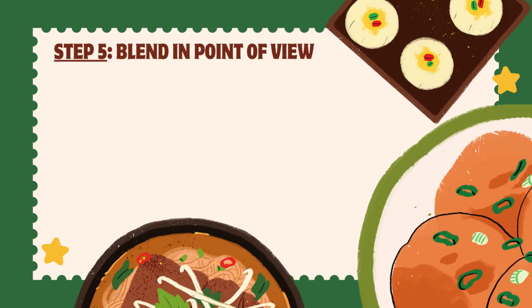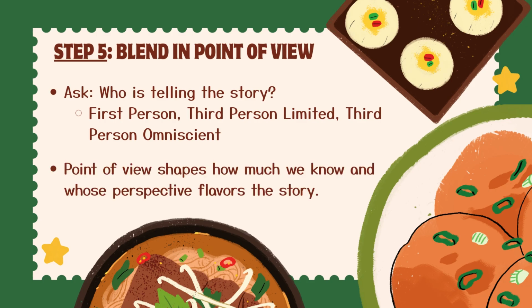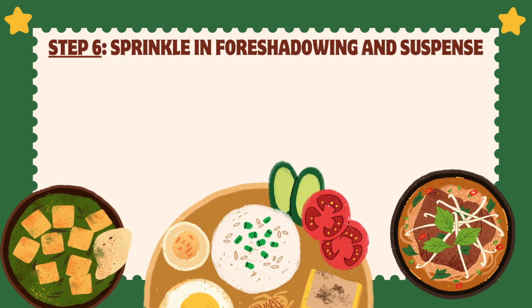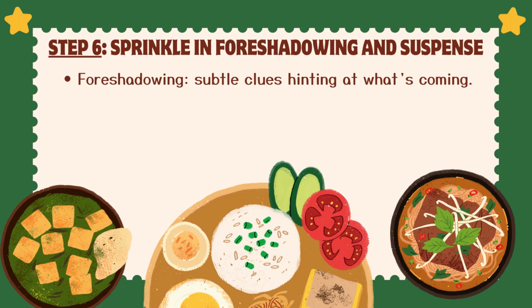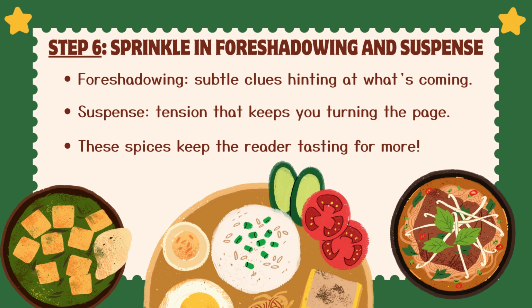Moving into step 5, we'll blend in point of view. Ask yourself, who is telling the story? Is it in first person, third person limited, or third person omniscient? Remember that point of view shapes how much we know and whose perspective flavors the story. For step 6, we'll sprinkle in foreshadowing and suspense. Did you see any subtle clues hinting at what's coming? Was there any tension that kept you turning the page? These spices keep us tasting for more.